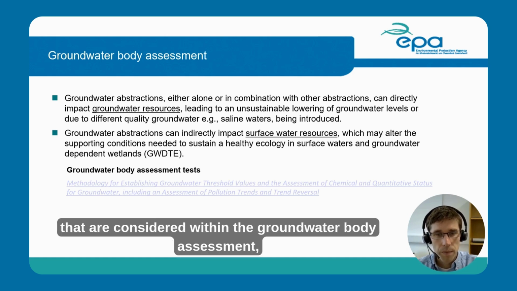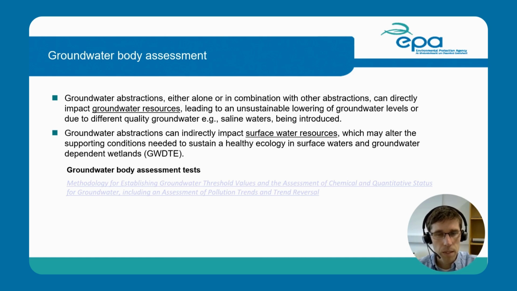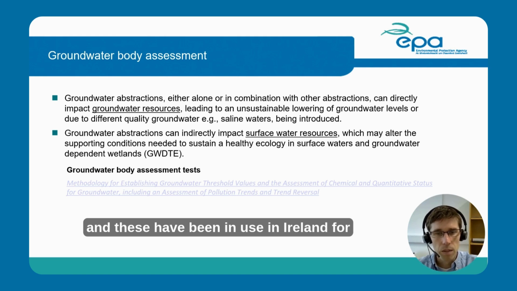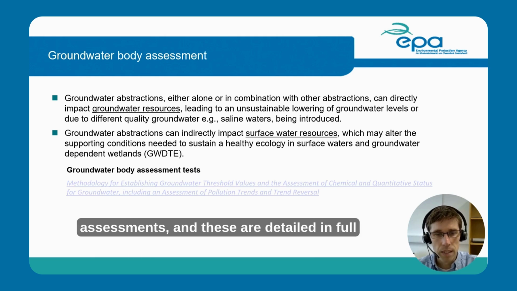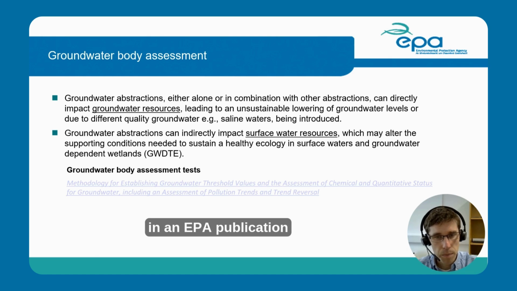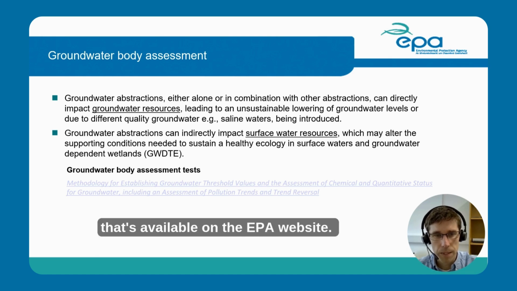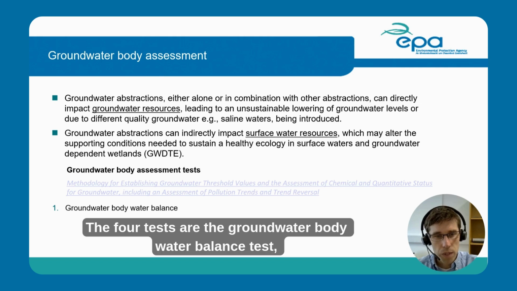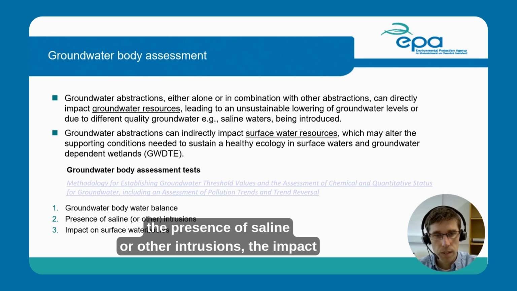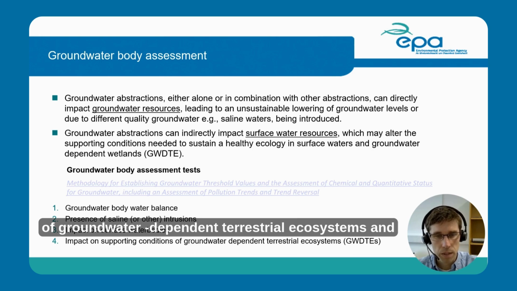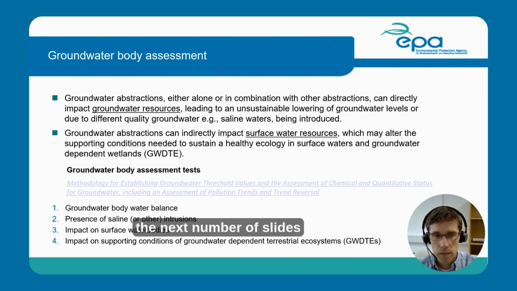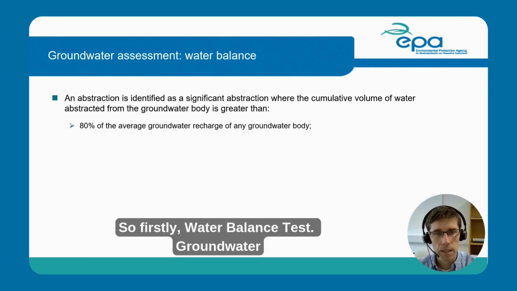There are 4 tests that are considered within the groundwater body assessment, and these have been in use in Ireland for several years as part of the Water Framework Directive assessments. These are detailed in full in an EPA publication that's available on the EPA website. The 4 tests are the groundwater body water balance test, the presence of saline or other intrusions, the impact on surface water bodies, and the impact on supporting conditions of groundwater dependent terrestrial ecosystems. In the next number of slides, I will go into each of these tests in detail. So firstly, the water balance test.